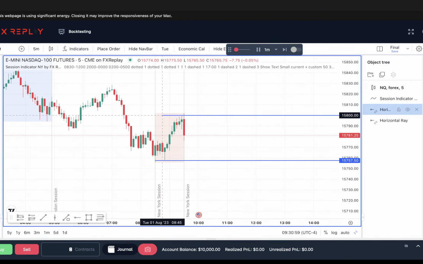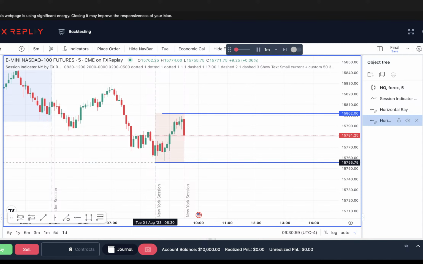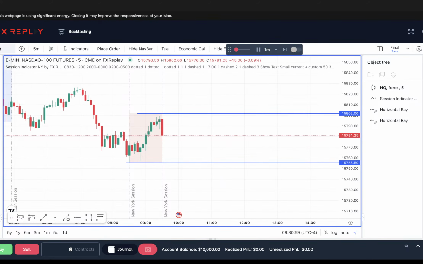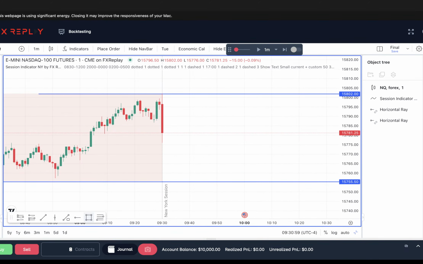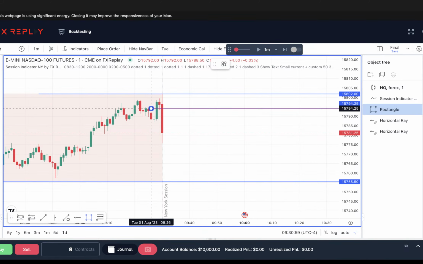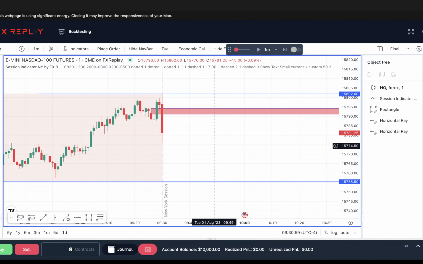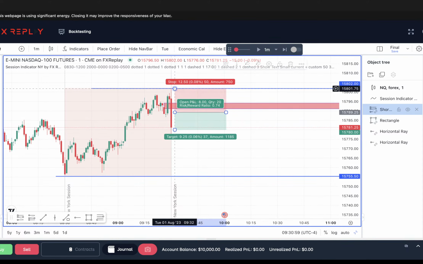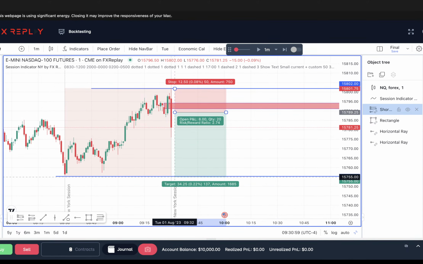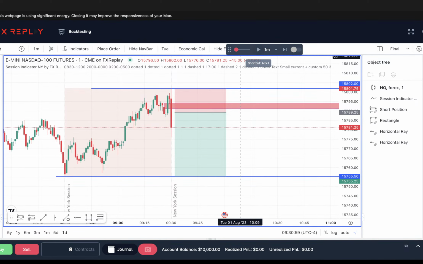And then you kind of just want to wait for, we'll just do this one, an inversion fair value gap to be made, which we have one here. So basically once this 9:30 candle closed, which I think it is on the 1 minute I already did, you just take your trade down to the other side like this.